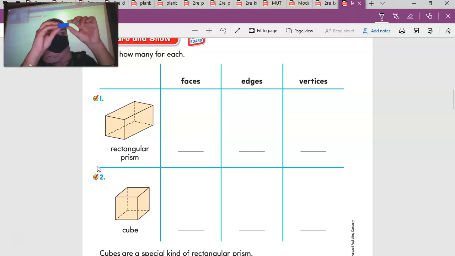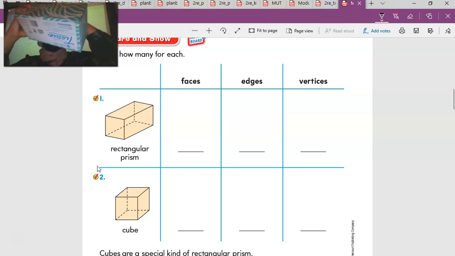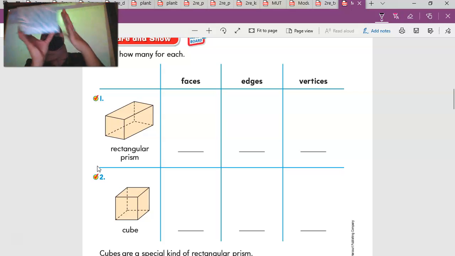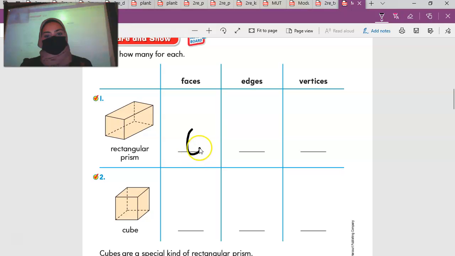So starting with a rectangular prism or a tissue box. You mind getting me the tissue box, please? We're going to count, because I'm going to do a tissue box because it's bigger than this little shape. And a tissue box is a rectangular prism. So we're going to count how many faces a tissue box has. 1, 2, 3, 4, 5, 6. So you're going to write the number 6.